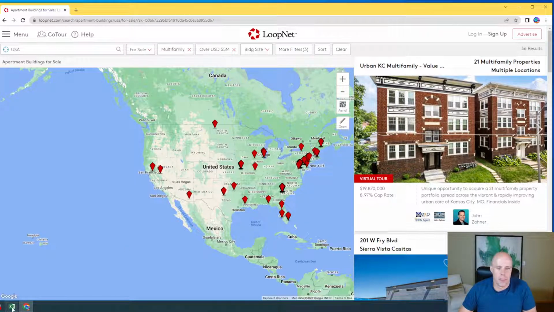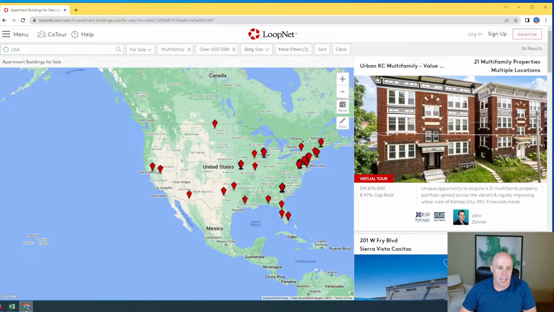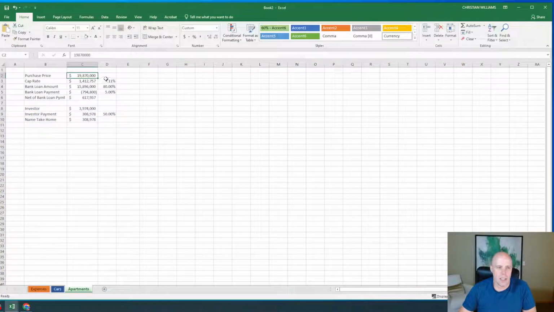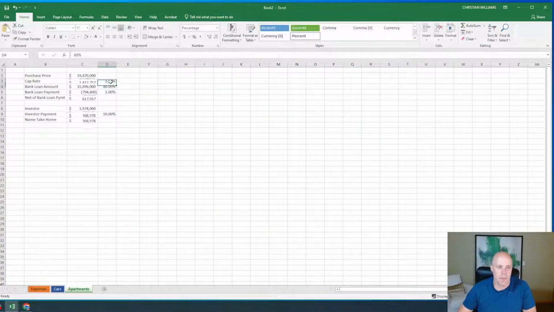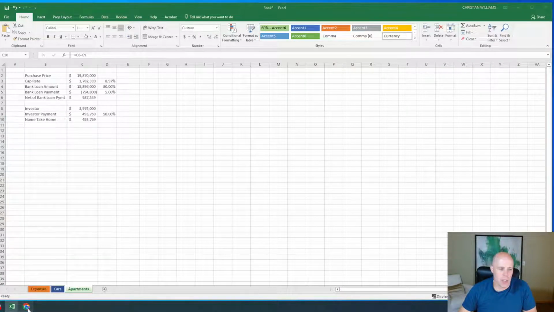So I'm gonna do 19,870,000. So all I have to do is change it here. $19,870,000, and then my cap rate was 8.97. So I fix this 8.97. And that now shows me that I would be taking home $493,000 a year on this property. Is that enough to cover my expenses? Yes, it is. But we're gonna do one more thing first, because we're gonna let you pick the house that you're gonna live in. So let me finish this part first, and then we'll go into the house part.